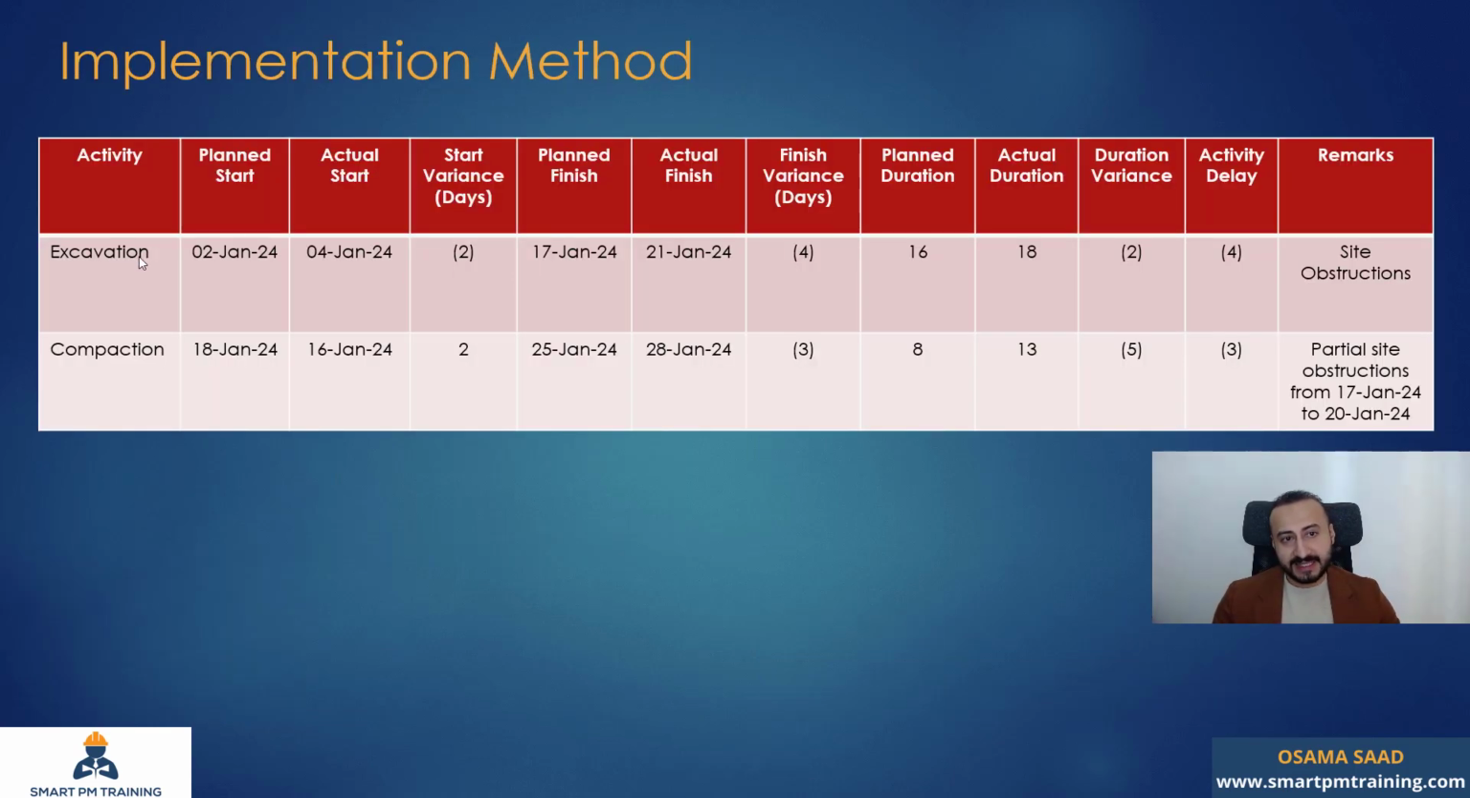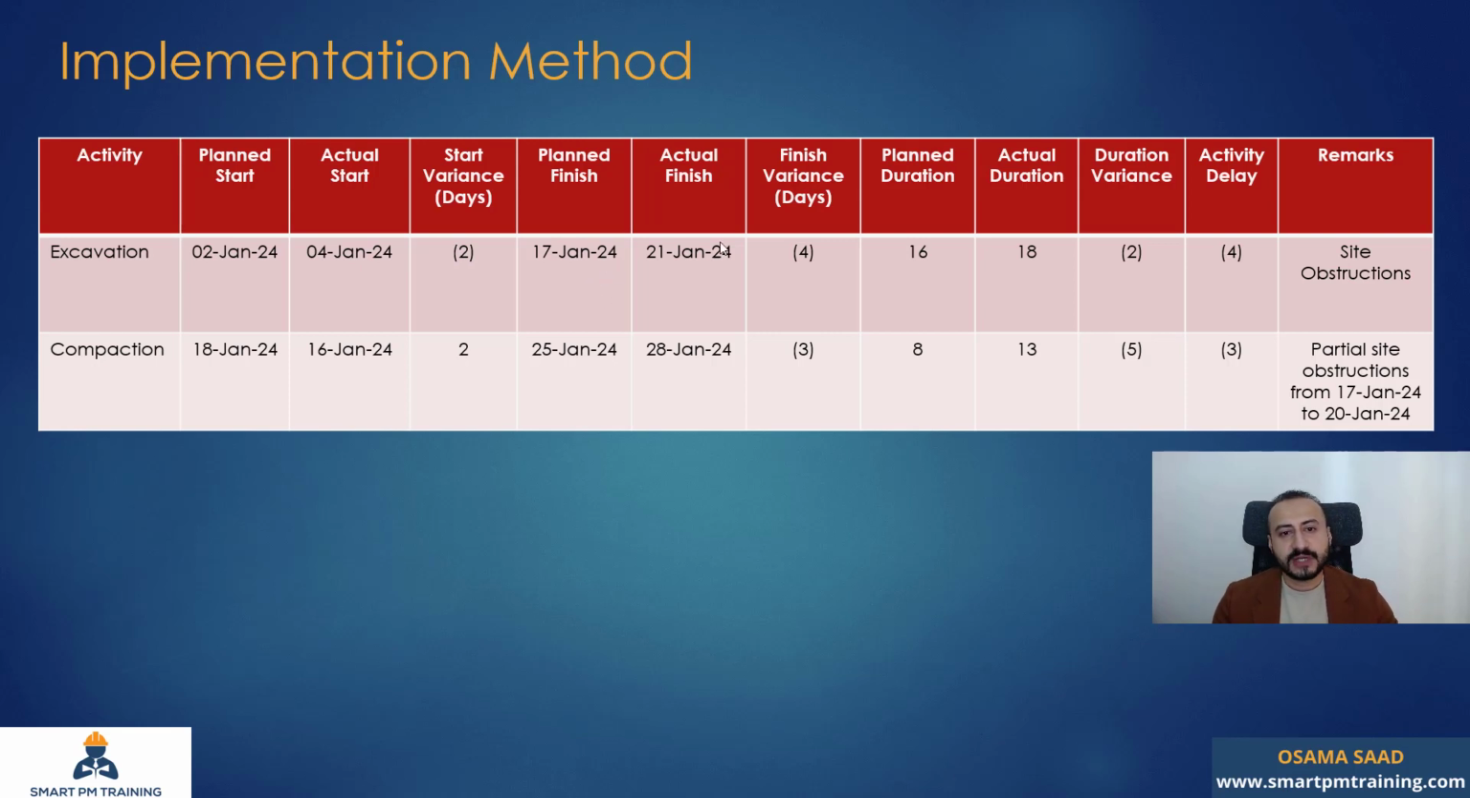We will create a table that will look like that. It's only a demo, but it will help you understand the concept. For each activity, so these are the critical path activities of the baseline. For the excavation, I can see the planned start and compare it with the actual start. What is the variance of the start date? So I have 2 days variance, and if it's negative or delay, I decided to put them in parentheses so I can identify the delay.